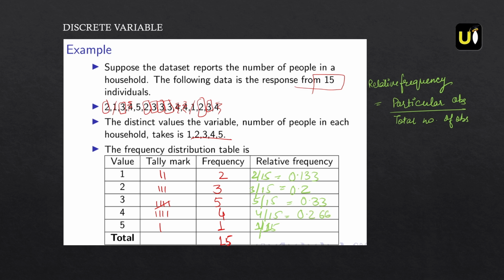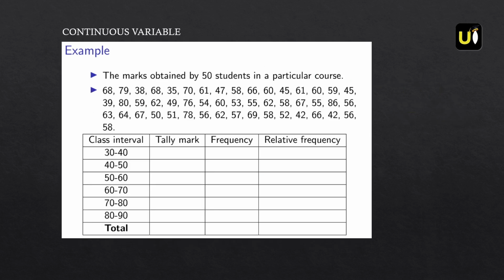66, and this will be 0.066. Alright, so this is how you represent the frequency distribution table for the discrete variable. So now we have the continuous variable. So we have an example here.